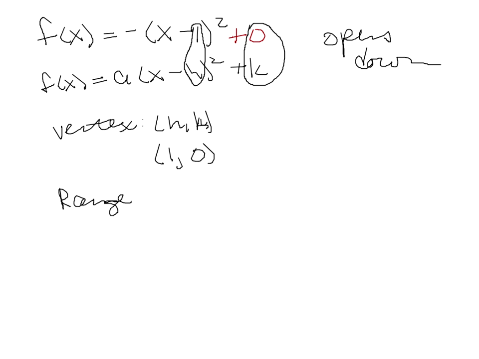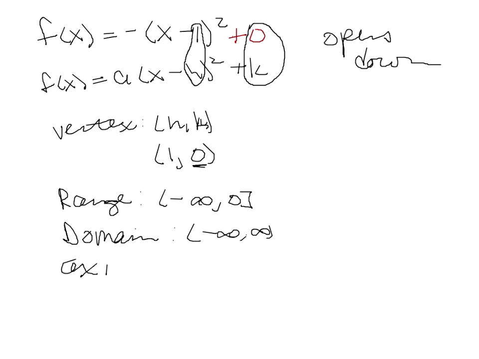That means that my range, since it opens down, is minus infinity to the k value, which is 0. The domain is all real numbers. The axis of symmetry is a vertical line. Vertical lines have the equation x equals something, and so the line of symmetry, or axis of symmetry, is always x equals h, at least for us in here, and so x equals 1 is the axis of symmetry.